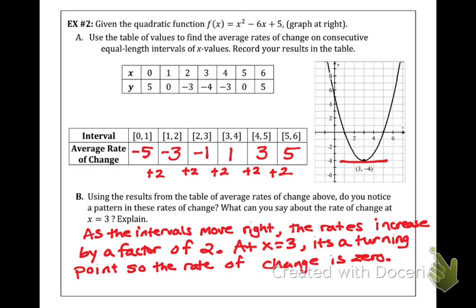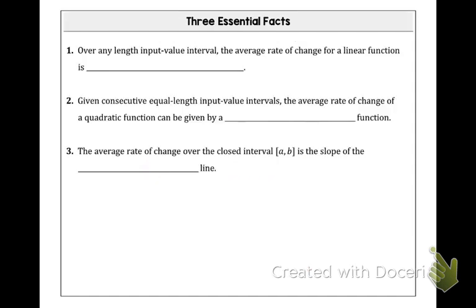Okay, nice. So we can find average rate of change within intervals. And now we're looking for patterns that are happening between those intervals for our average rate of change. We all know that at a turning point, our rate of change is 0, because the tangent line is going to be that horizontal line. Okay, so let's sum this up.